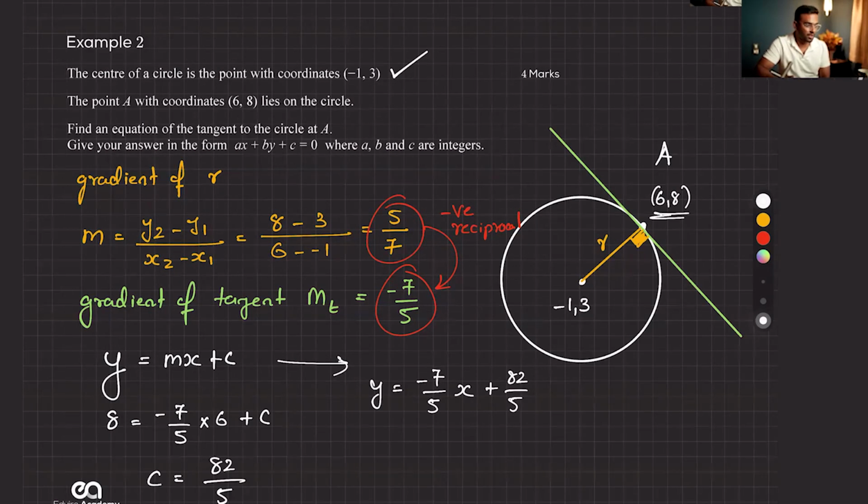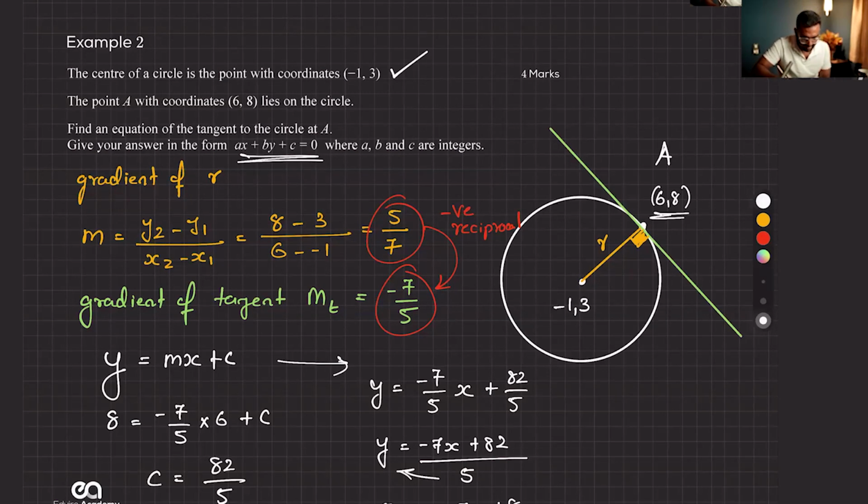Why did I want to leave it in a fractional form? Because we want the common denominator to be 5. So y equals minus 7x plus 82 whole divided by 5, cross multiply, and you can put it into that form. So that'll be 5y equals minus 7x plus 82. And if you rearrange it, you could write 7x plus 5y minus 82 equal to 0. We're done. You got it.